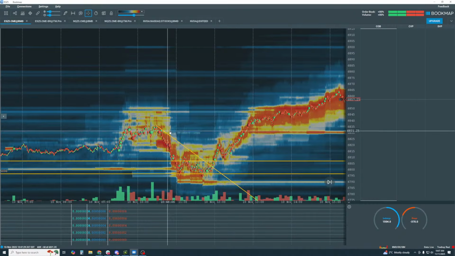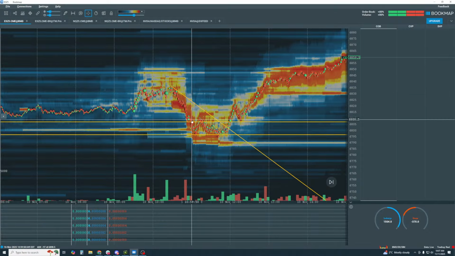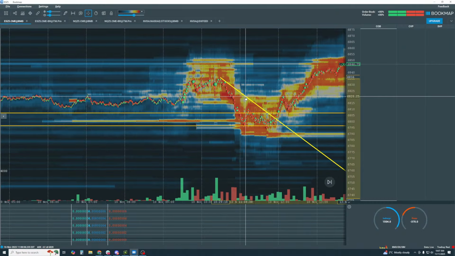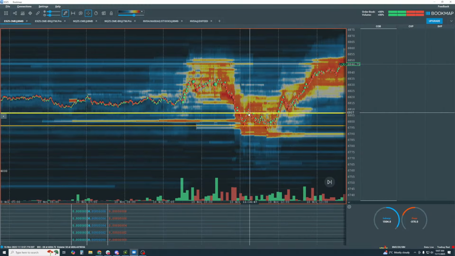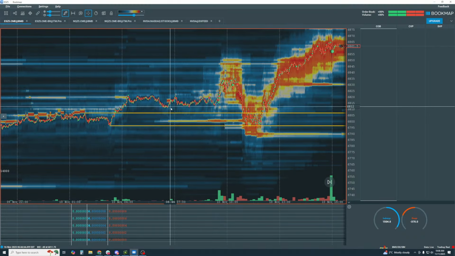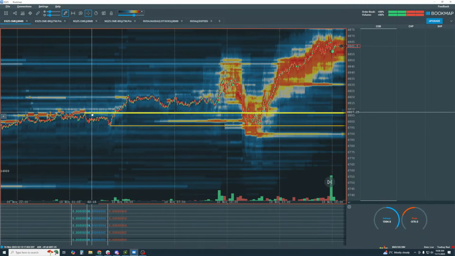But let's zoom in here and take a look at it. Now, this line I'll get rid of. Let's be fair, because these two lines we had during the webinar, we were looking for a reaction on the higher time frame.